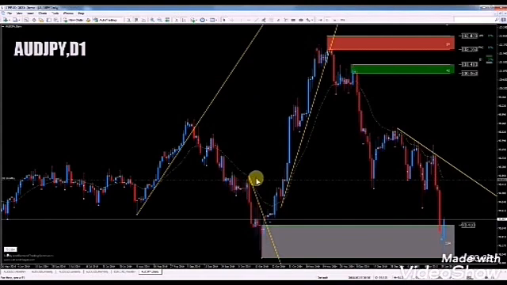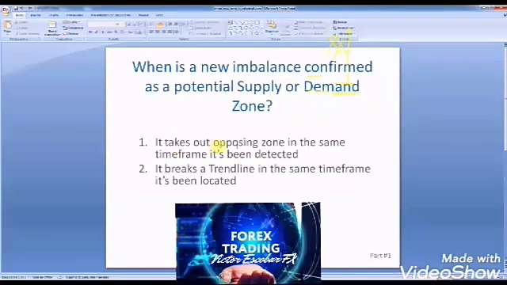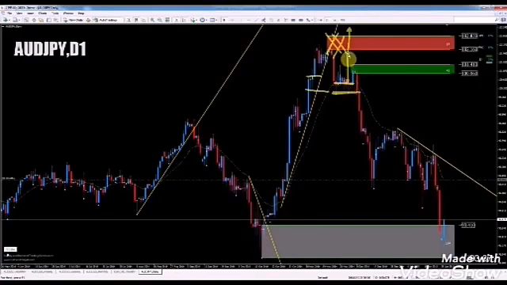Then if we've got this area of supply valid, and there is an imbalance that breaks this area over here, then whatever happens, if this potential demand had done like that, this would be considered demand because it broke this area of supply. Valid supply, because it broke the trend line initially and then it also removed one area of demand. So this area is valid because of these two reasons. It took out an opposing area and also it broke a trend line. Both options are valid on this one.